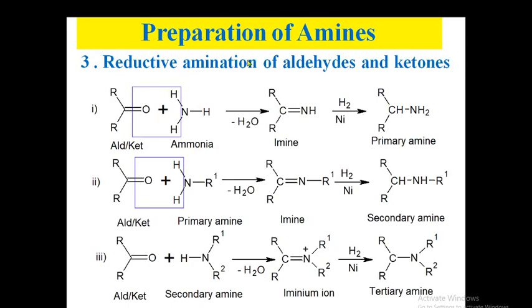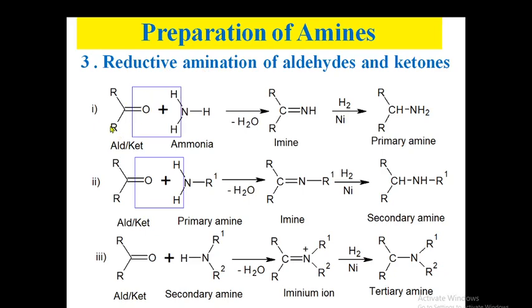Third is reductive amination of aldehydes and ketones. The name itself suggests that two reactions occur in this preparation. One is reduction, another is amination. Reduction is latter. First you have to do the amination, followed by the reduction, then you will get the amines.